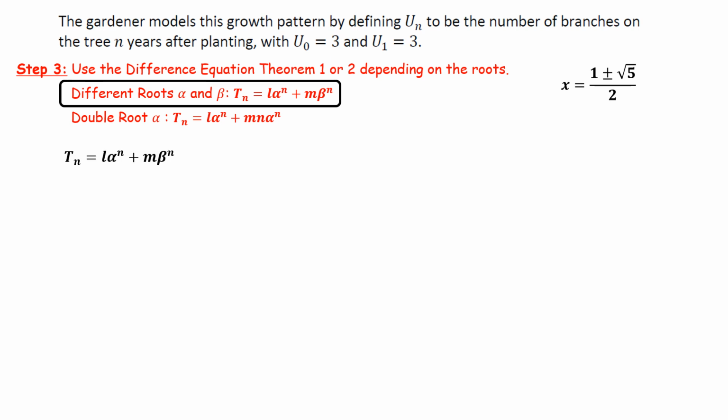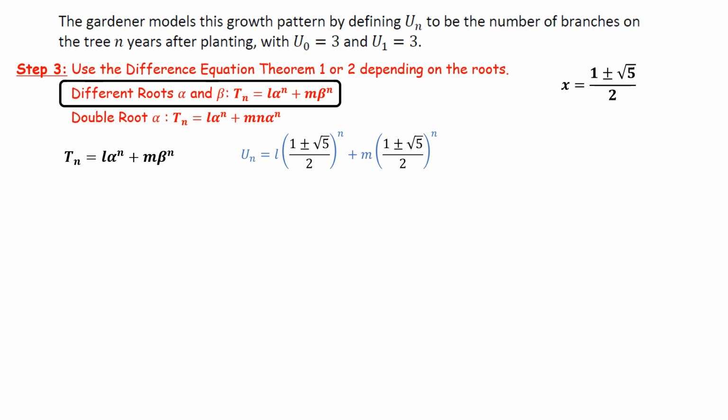So that means Tn is equal to L alpha to the power of n plus M beta to the power of n. The letters you use to stand for things here does not matter. So I'm using alpha and beta for my roots. So alpha is going to be 1 plus root 5 over 2. Beta is 1 minus root 5 over 2. And then L and M are my coefficients. So when I sub this in, remember we're dealing with u, so we get un equals L times (1 plus root 5 over 2) to the power of n plus M (1 minus root 5 over 2) to the power of n.